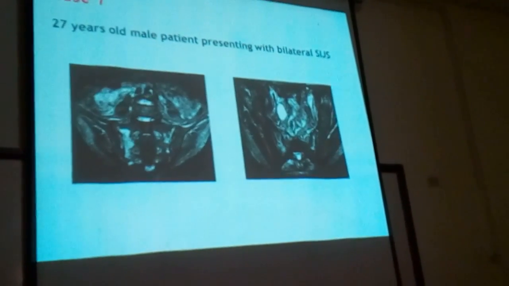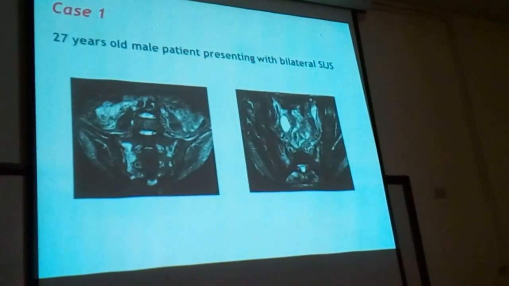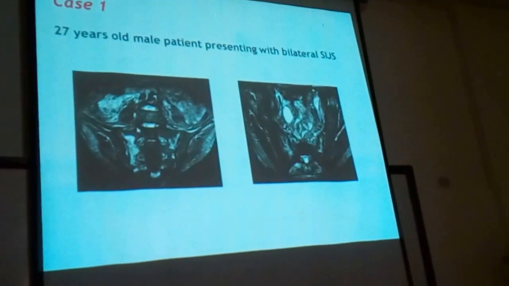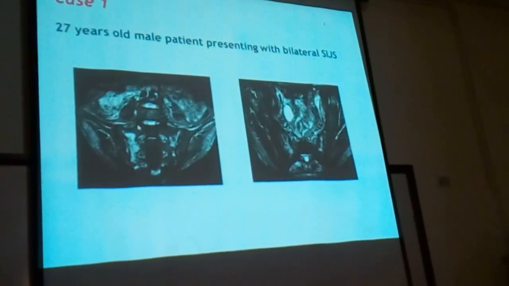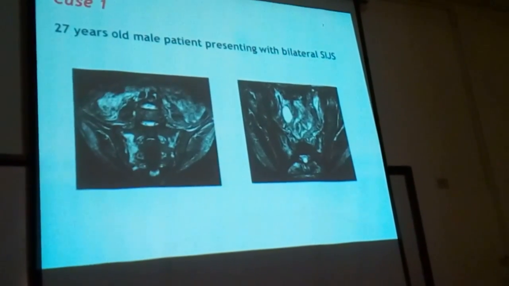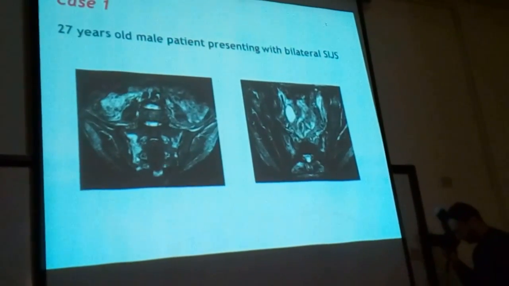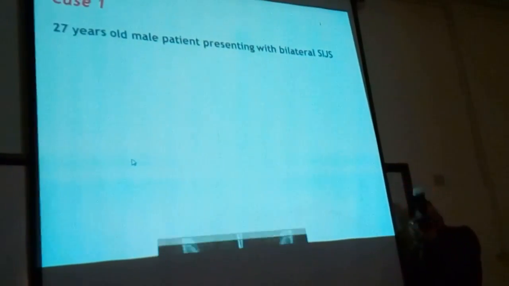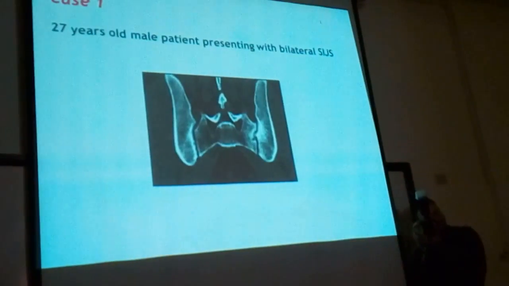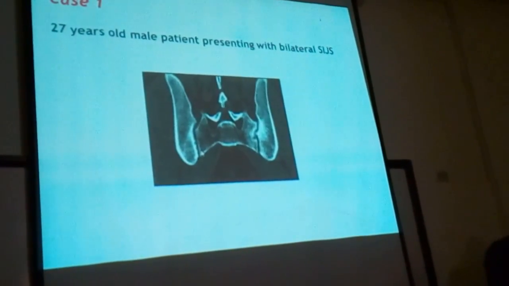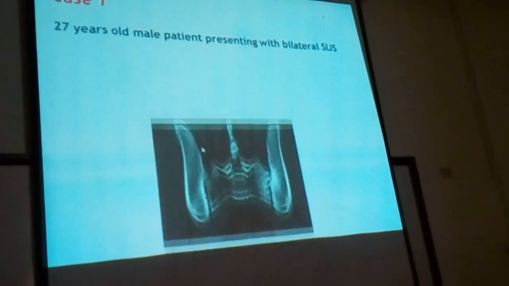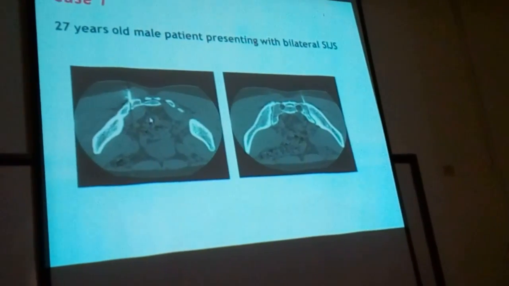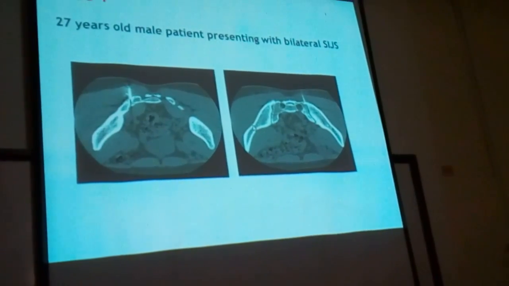Case number 1, a 27 year old male patient presented with bilateral sacroiliac joint pain. MRI shows in the T2 fat suppression sequence marked edema, especially at the sacral side of the sacroiliac joint and minimal in the iliac side. CT scan shows fraying of the joint line and moderate erosions. And for the injection here, bilateral needle injection was done.